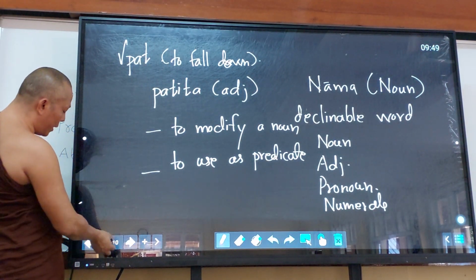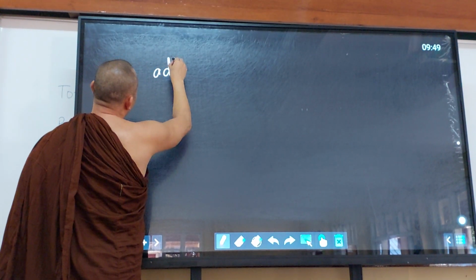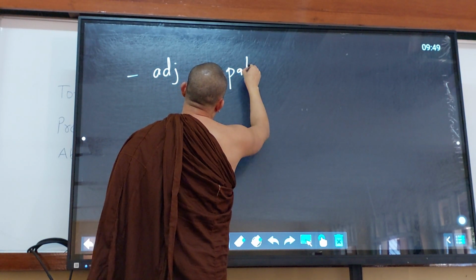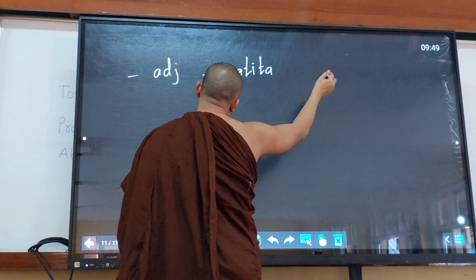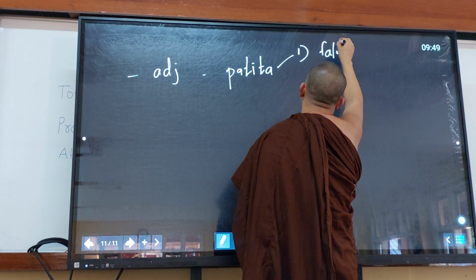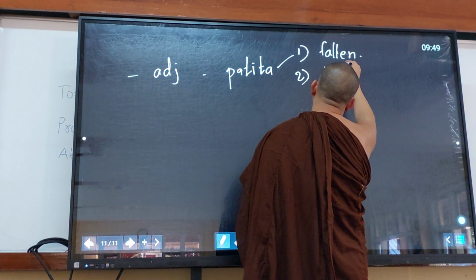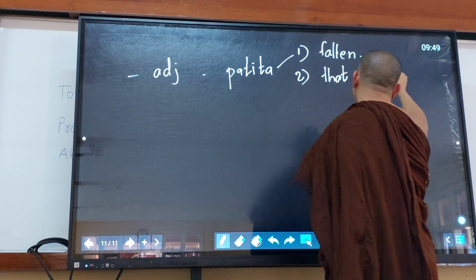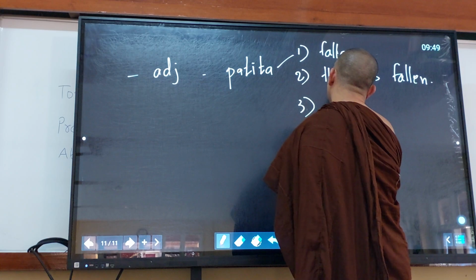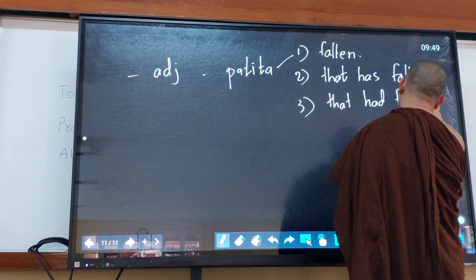For example, to modify a noun, that is the adjective function. Modify a noun. For example, badita. That badita can be translated as fallen, and also that has fallen, and that had fallen, which can also be understood based on the context.